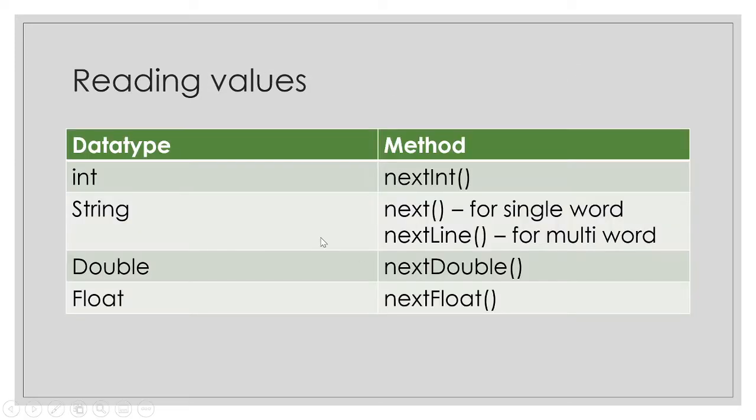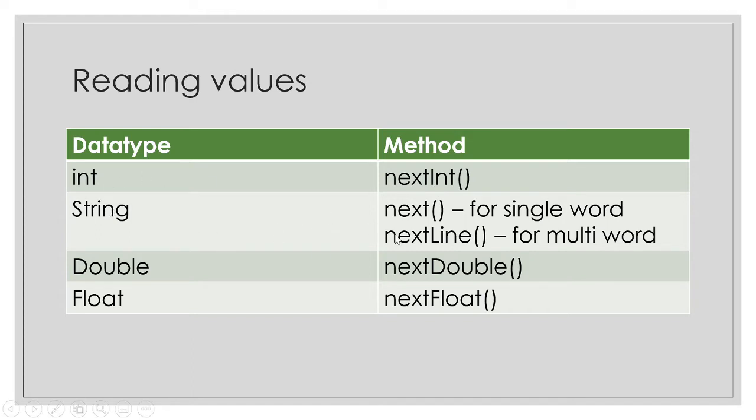Okay, so how to read in values. There are a lot of methods. We'll just be dealing with these methods, although you may explore later on the different methods of the Scanner class. For data type int, we have nextInt. Please notice that we are using camel case because this is a multi-word identifier. So the I in Int is in uppercase.